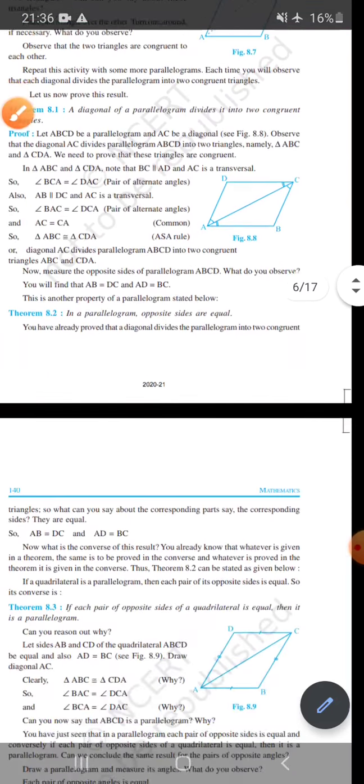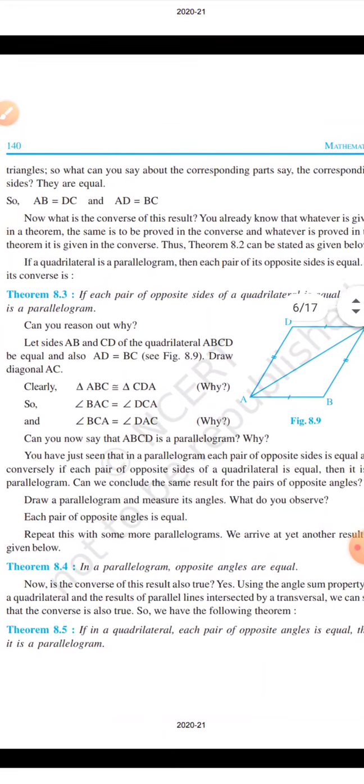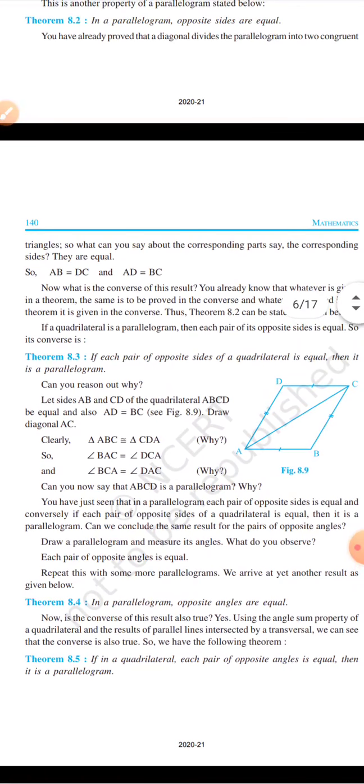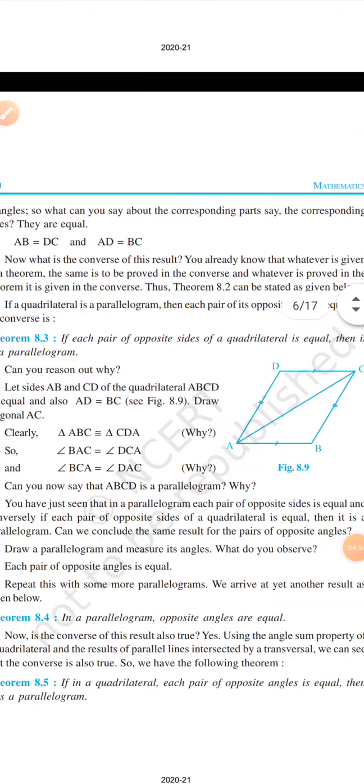The next theorem, that is theorem 3, will prove that if each pair of opposite sides of a quadrilateral are equal, then the given quadrilateral will be a parallelogram. Now in this quadrilateral ABCD, first we will draw a diagonal, or we will join vertices A and C. We are given that opposite sides of this quadrilateral are equal, and we need to prove that it is a parallelogram, right?